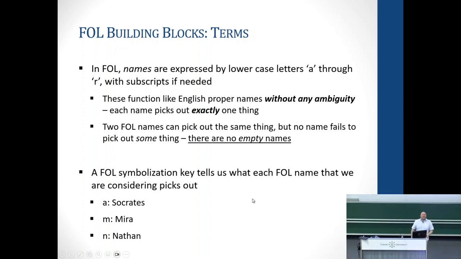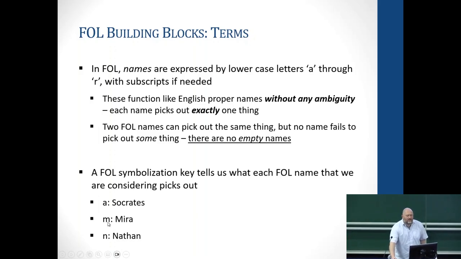And an FOL symbolization key is going to map names to things that we're considering picking out, right? So you'll just have something like this, right? Lowercase a for Socrates, lowercase m for Mira, lowercase n for Nathan.